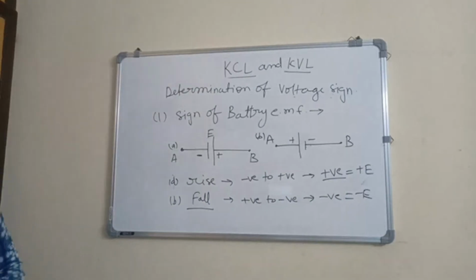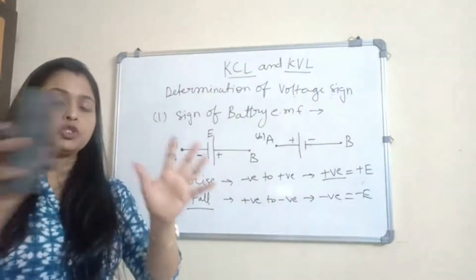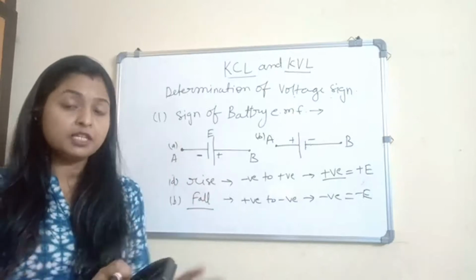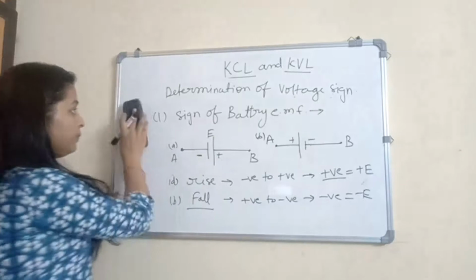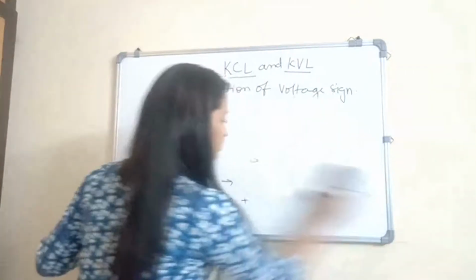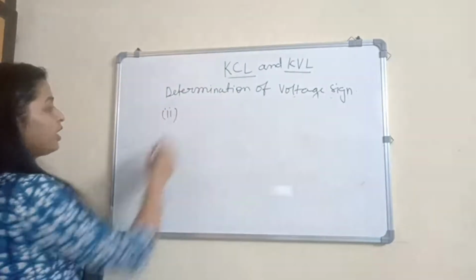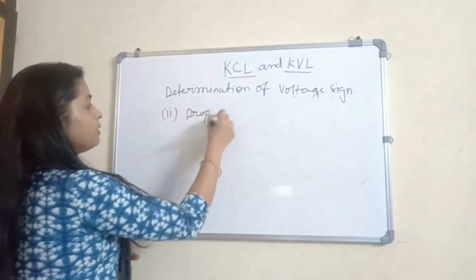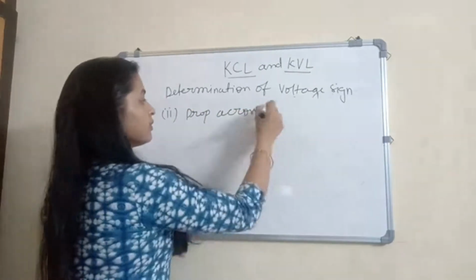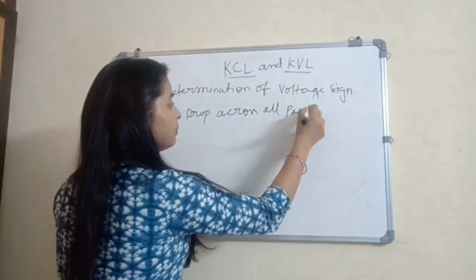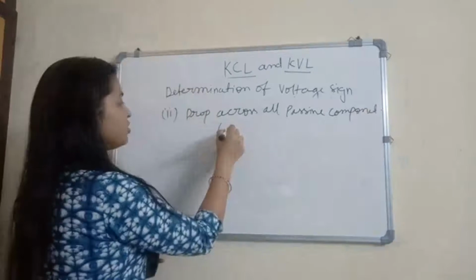Now, next is the sign of IR drop. In the definition of Kirchhoff's voltage law, we have seen the algebraic summation of all batteries and the algebraic summation of all IR drops. So now we have to consider the sign of all IR drops. IR drop means the drop across each and every passive component, all passive components.